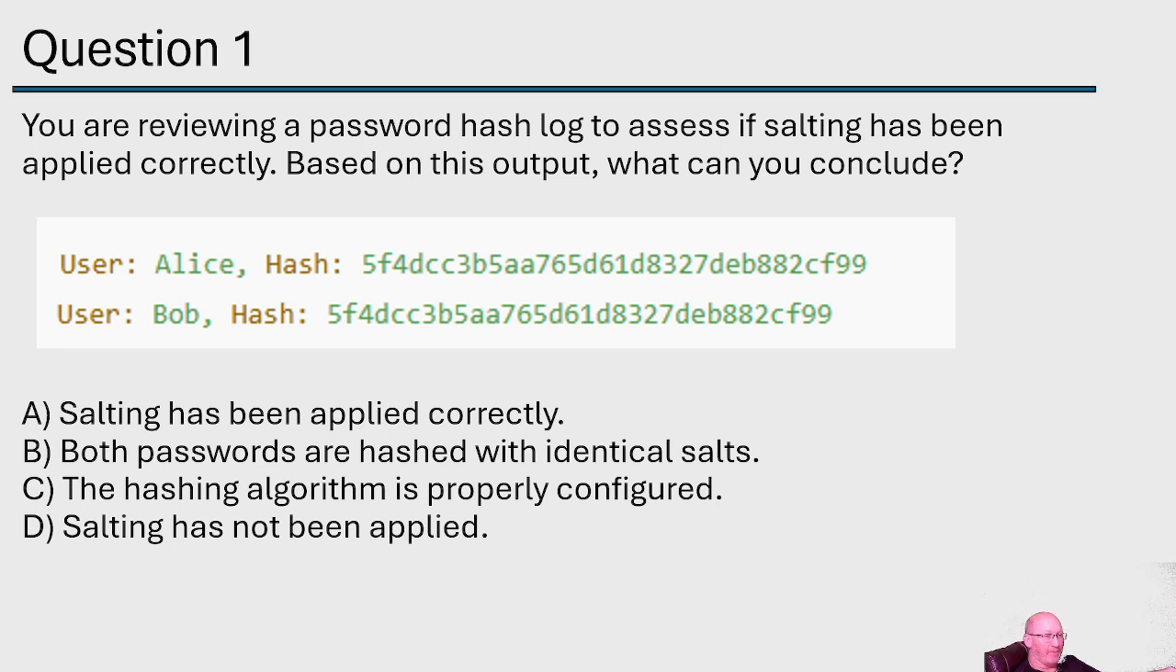B, C, or D. I'm going to say that C is most likely not correct. Well, I guess I would say it is correct. That's a tough one, because it is outputting it, right? So is the hashing algorithm properly configured? I would say it is. Let's get rid of B. Both passwords are hashed with identical salts. Probably not. All right, let's just answer this. The answer is D.